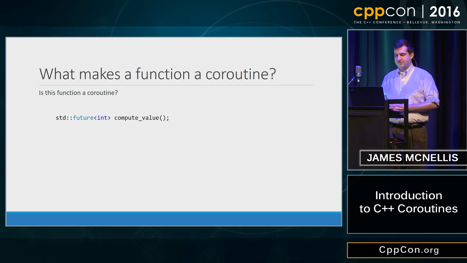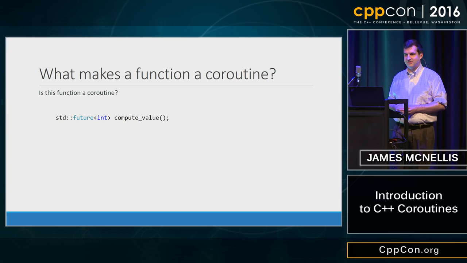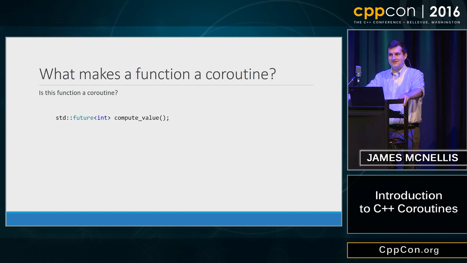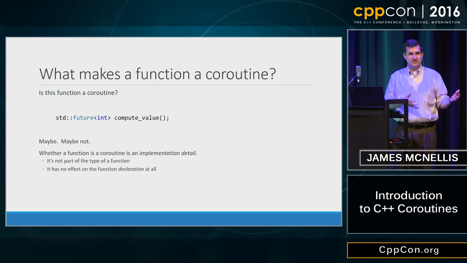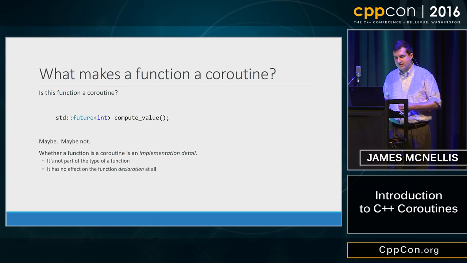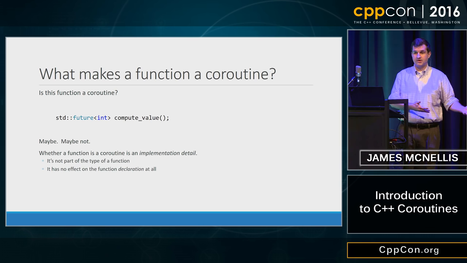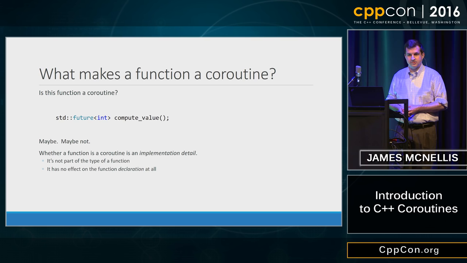What makes a function a coroutine? So here we have a function declaration. How many people here think that this function is a coroutine? Okay. How many think this is not a coroutine? Okay. So it may be or it may not be. Whether a function is a coroutine is an implementation detail of the function. So if you have a function today and you want to turn it into a coroutine, you can do so without breaking any of your callers. It has no effect on the function declaration at all. There may be some return types that only make sense to use with coroutines, but std::future is not one of those. So for example, you can implement a function that returns std::future either as a coroutine or as a subroutine.